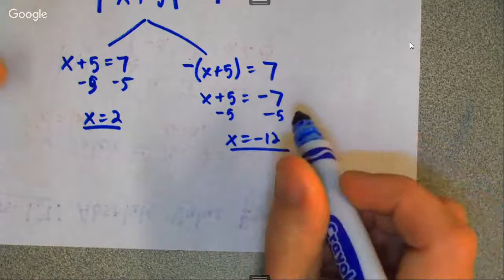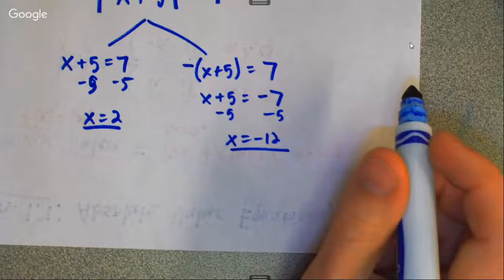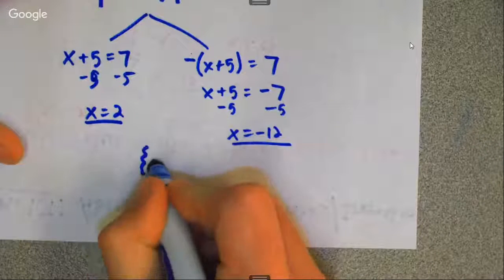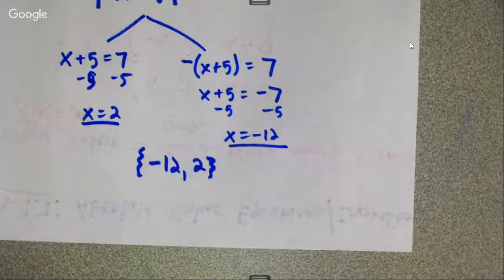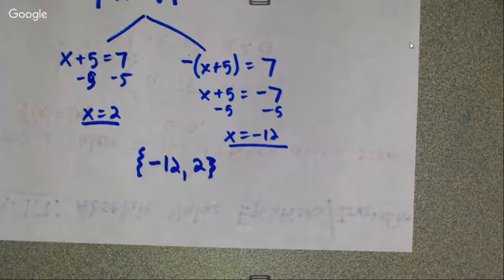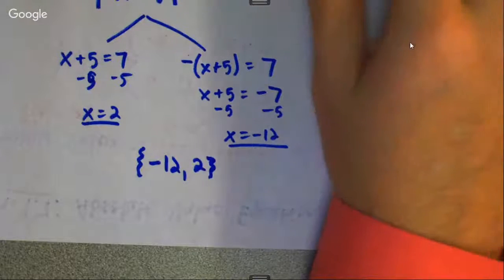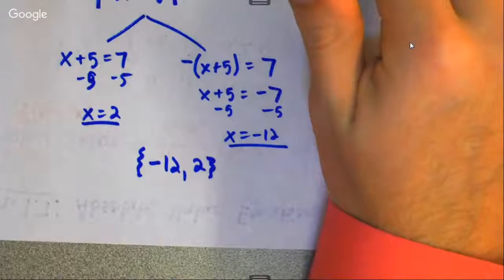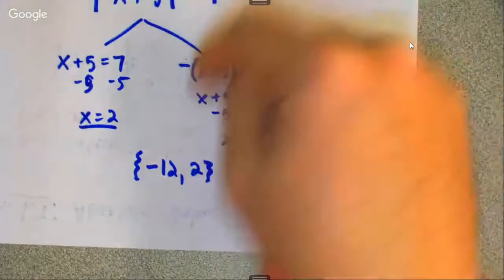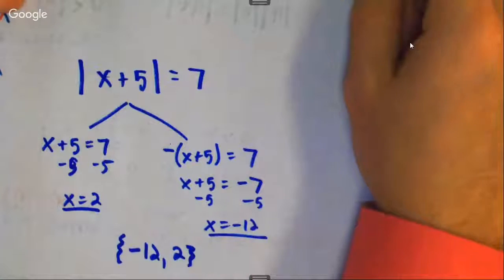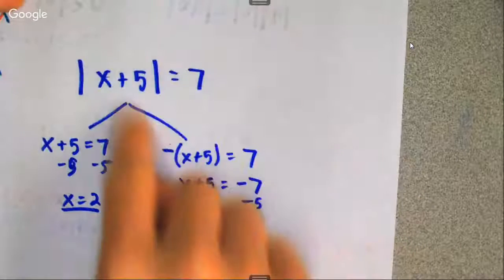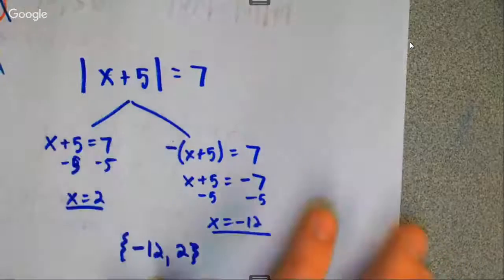Then we write it as a set or an interval. So our set here is -12, comma 2. Those are your two numbers that are 7 units away from -5. And we will get into all of that in another chapter.